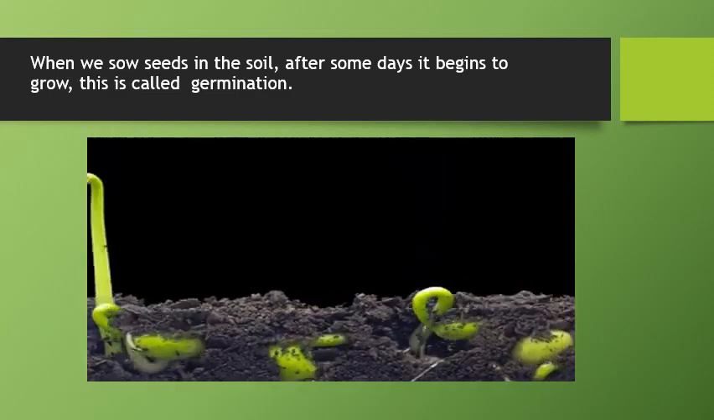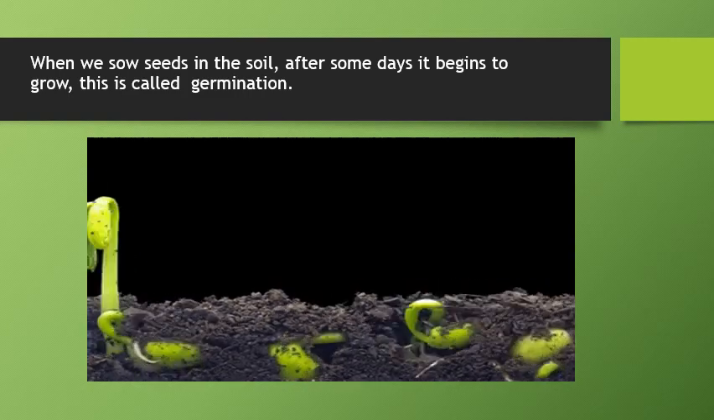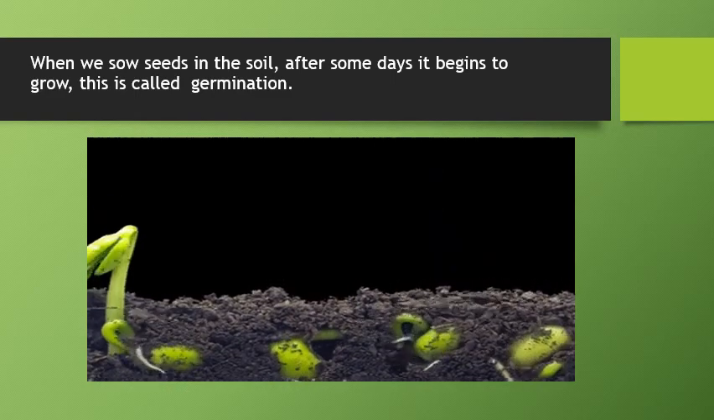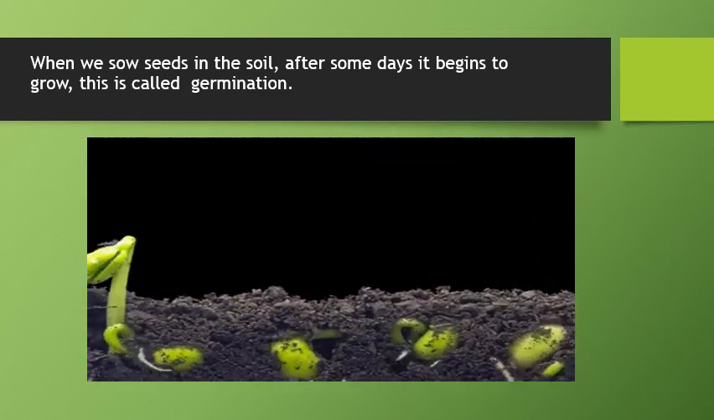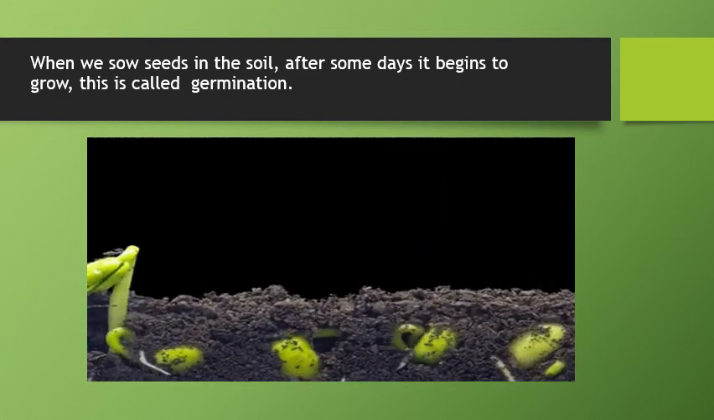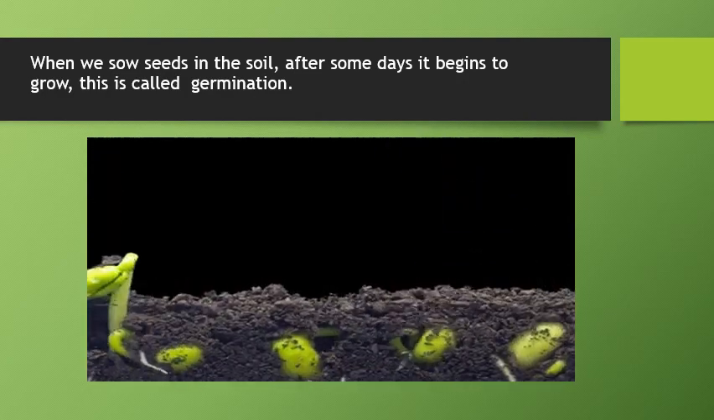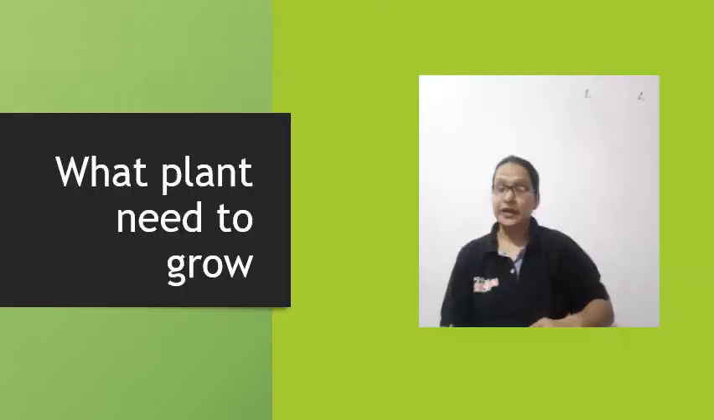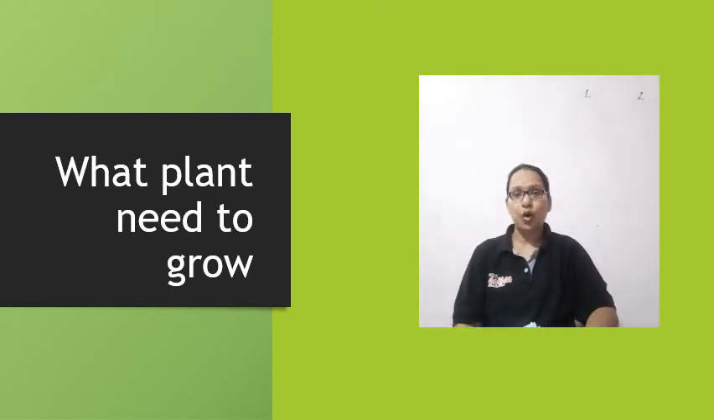Germination is the process of a seed growing into a plant. Now, children, when we sow a seed, it cannot grow on its own. It needs something more. So now I am going to tell you what a plant needs to grow.